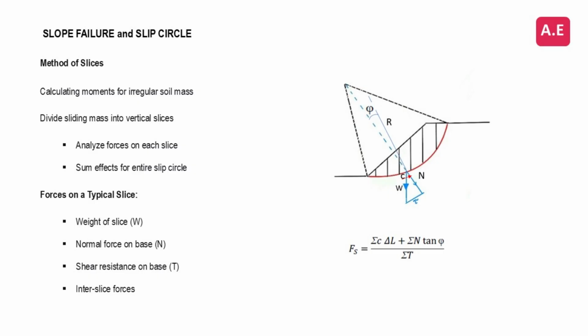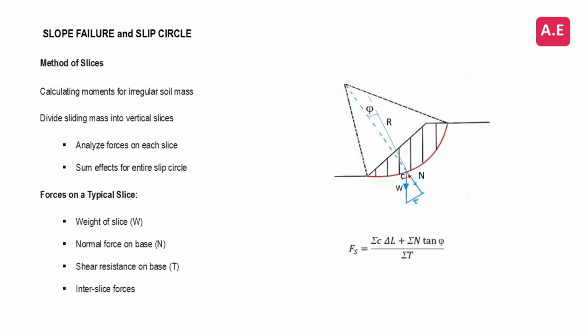Here is a typical slip circle problem. The failing soil mass is irregular. Calculating the total driving and resisting moments for this complex shape directly is not straightforward. The elegant solution? The method of slices. We divide the entire sliding mass into a series of vertical slices. This transforms the complex geometry into a set of simpler, manageable columns.